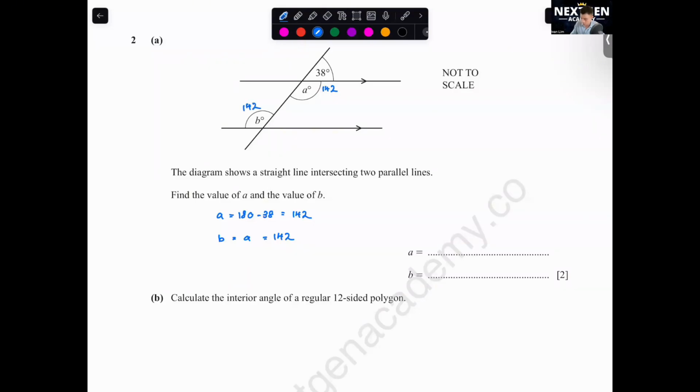This one, no need to write the reason down. They're not asking us for it. But you can train it in your head to do it, okay? So that you know what's the reason behind.